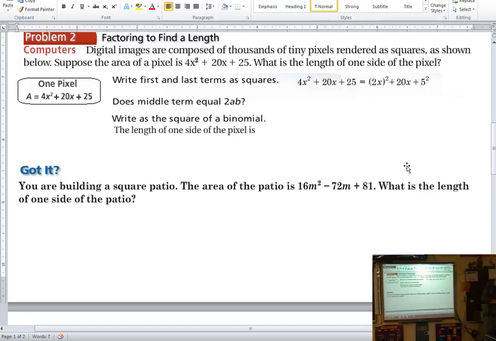And I did not put the picture there. Suppose the area of a pixel is that trinomial. What is the length of one side of it? When we see one of these problems, and we know that the first value, my 4x squared, can be written as its square root, like I can write it as (2x) squared, that should kick you towards thinking, is this one of those special trinomials? So I think of this as (2x) squared. That's going to start to set up my binomials of 2x and 2x.